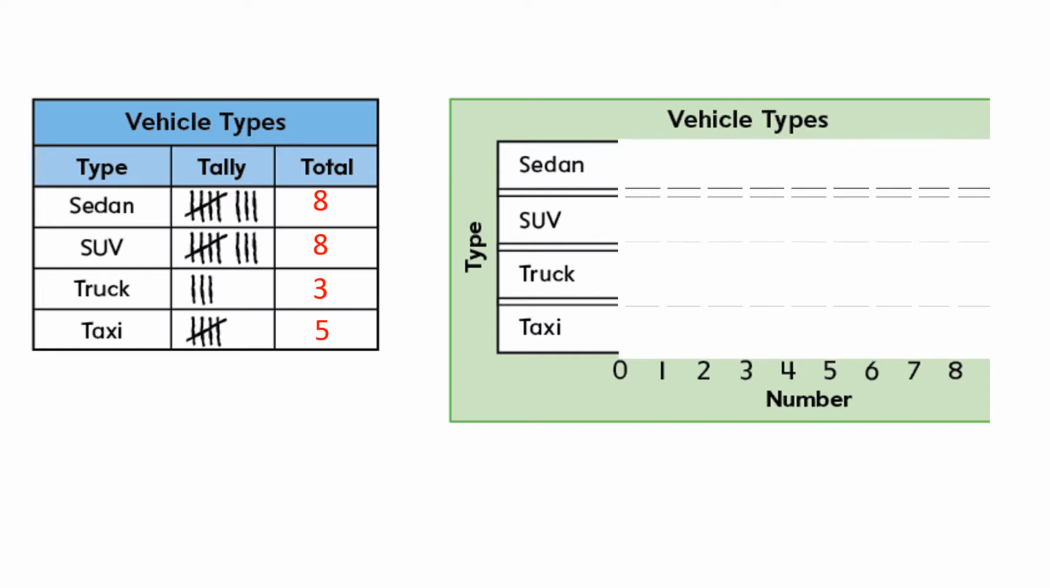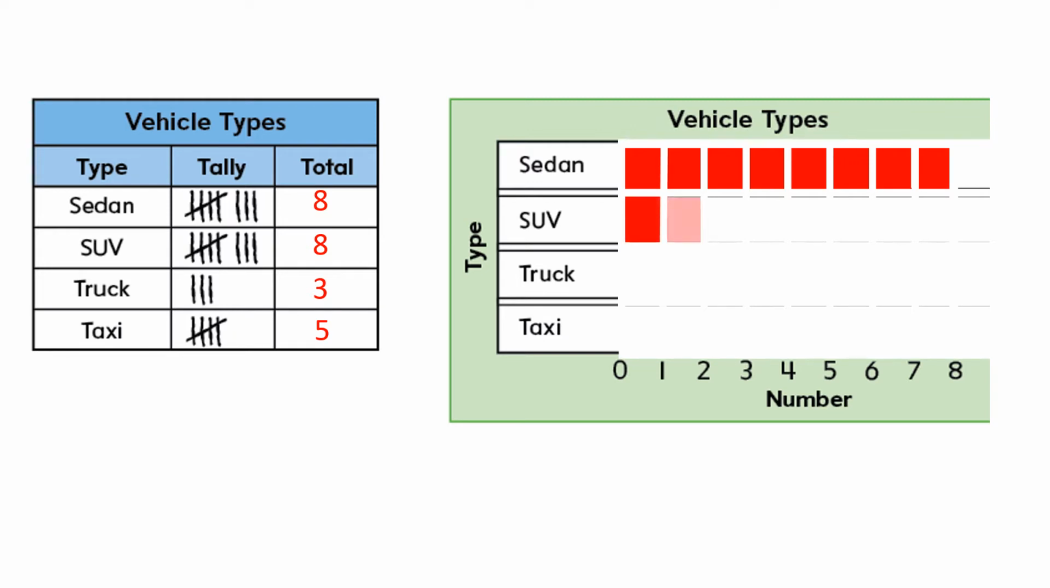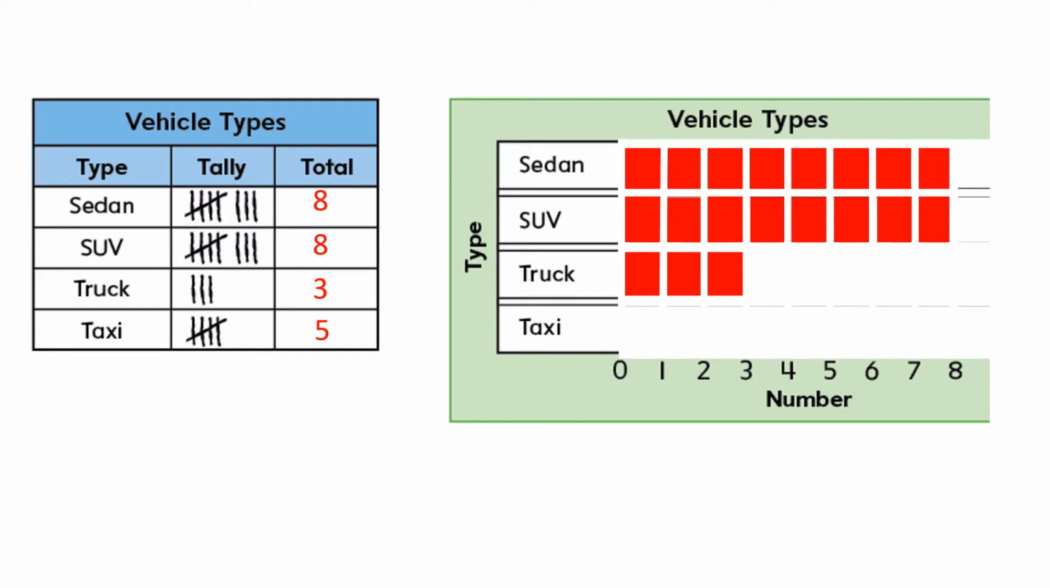We're going to take the information from the left and put it on the right. Well, 8 sedans, which means we're going to have 8 blocks, and 8 SUVs, that's also 8 blocks. And for the truck, we're going to use 3, and for the taxi, we will add 5. Okay? And if you look very carefully at this bar graph, you can see we have our number at the bottom. We have our vehicle type on the right side. So everything is very clearly labeled.